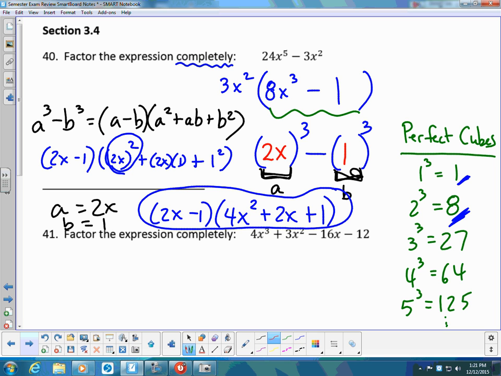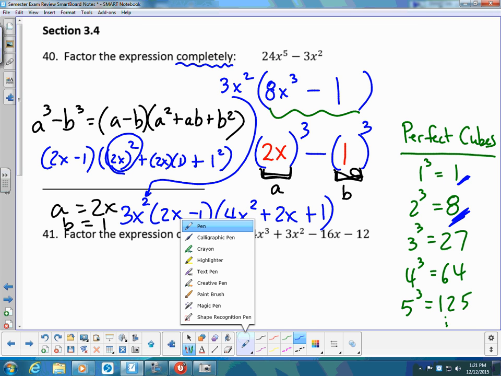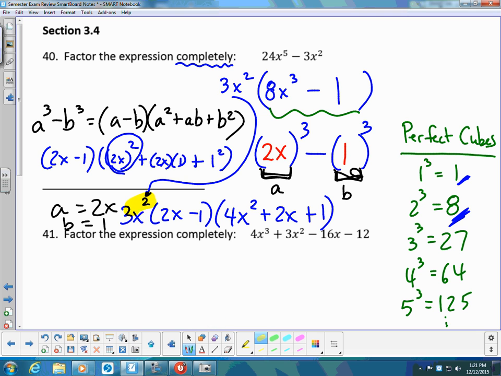Oops, forgot that we also had this 3x squared that we factored out at the beginning. So let me take care of that issue here. So this is plus 1 in parentheses, and I still need this 3x squared out in front. So this is now our final factored form. The 3x squared times 2x minus 1 times 4x squared plus 2x plus 1.